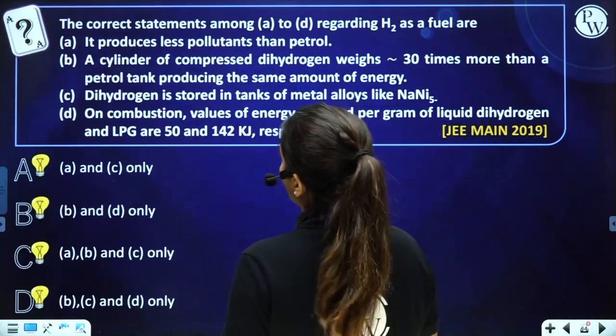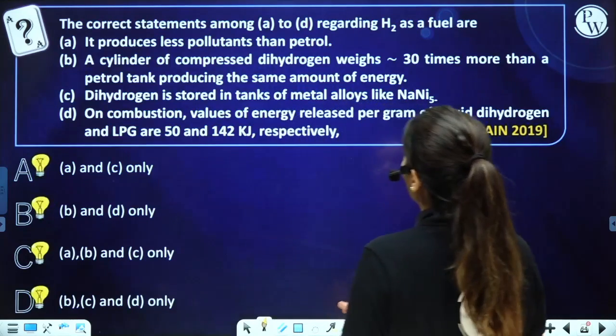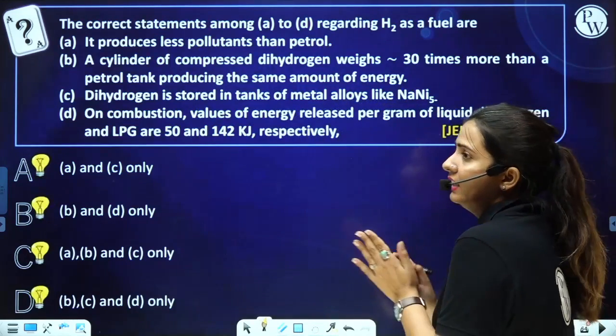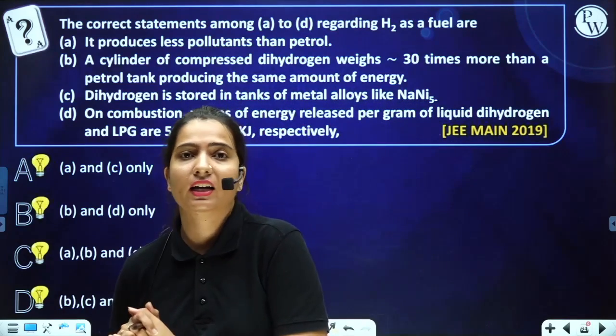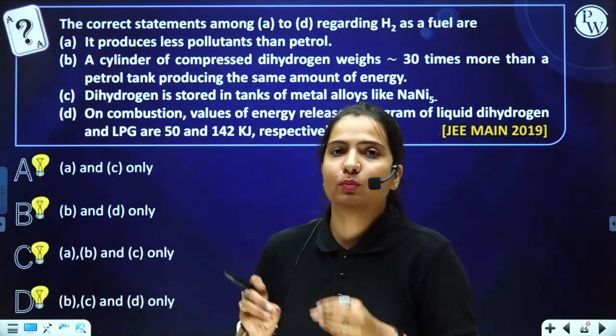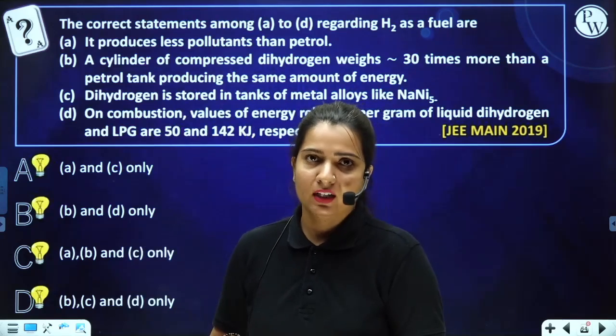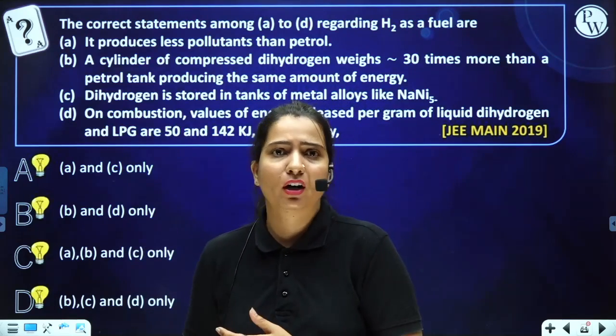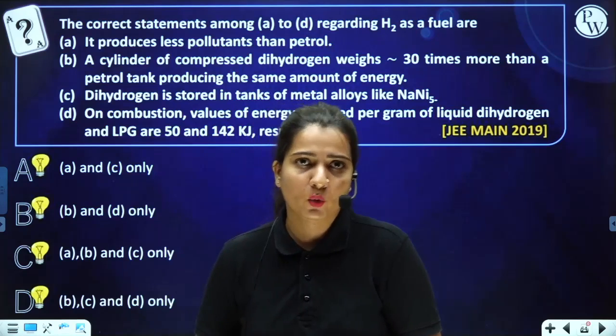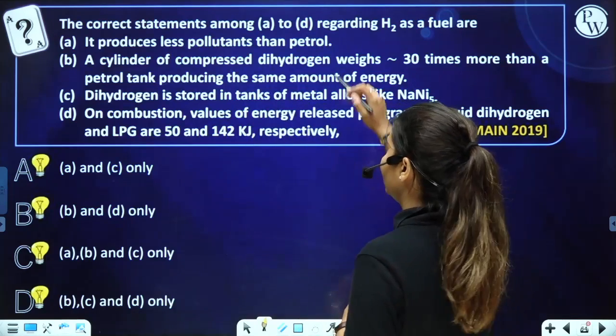Now, the correct statements regarding hydrogen gas as a fuel. Hydrogen gas is used as a fuel, and it is a very good fuel. First of all, it produces very less pollutants as compared to petrol. When you have a combustion of H2, you get only water. There is no byproduct formed which is carcinogenic to the environment, right? So it produces less pollutant than petrol.